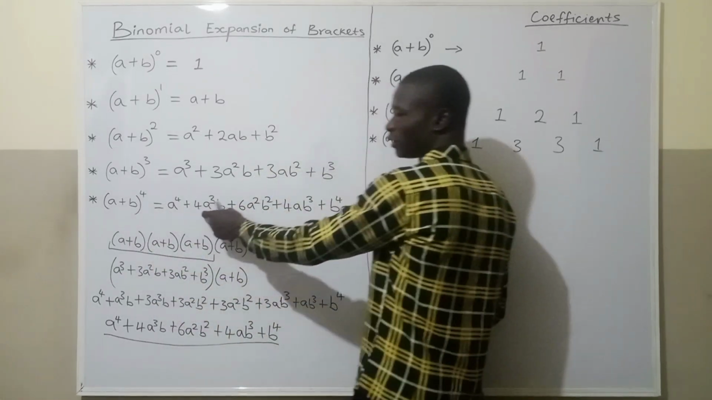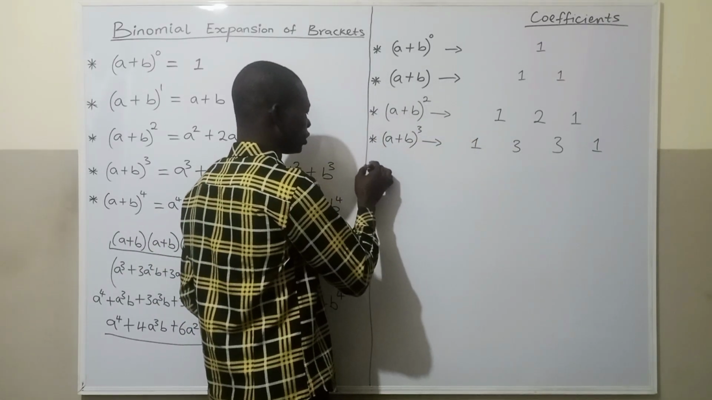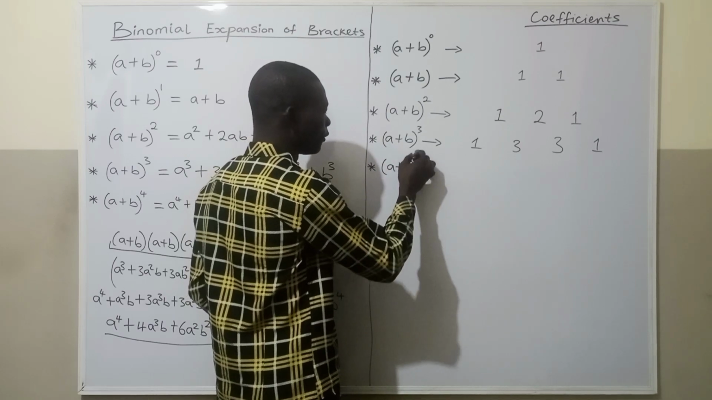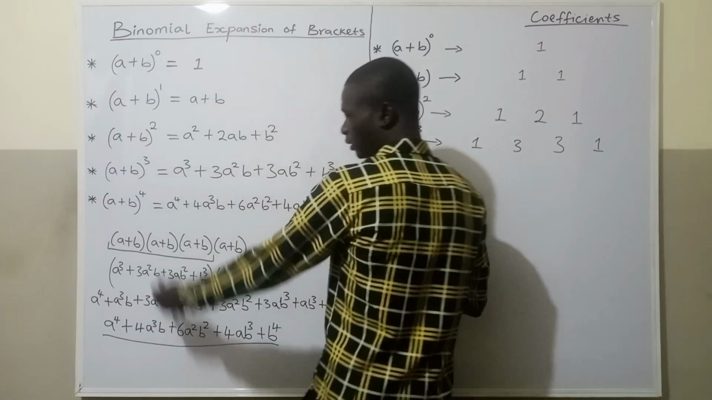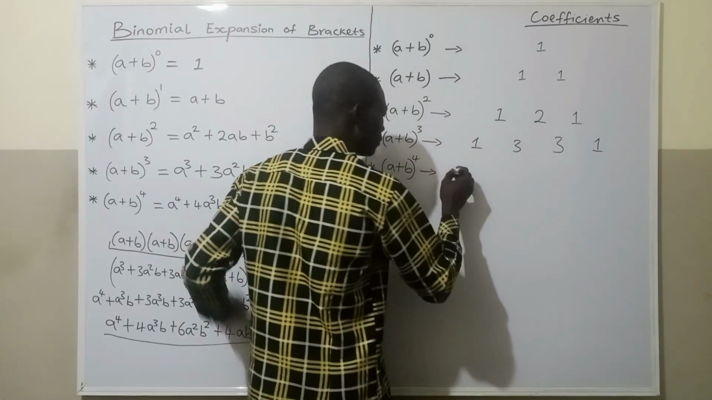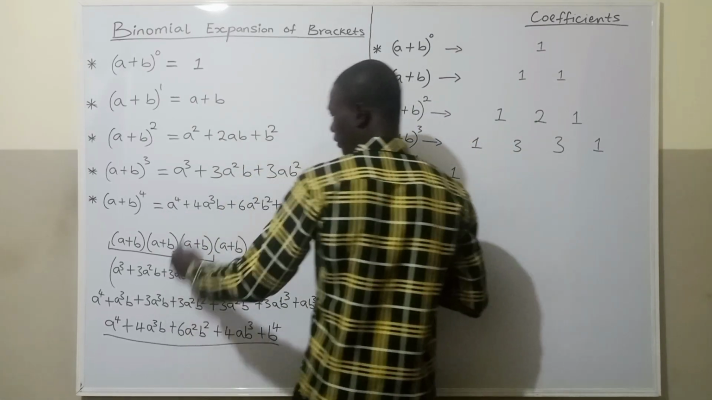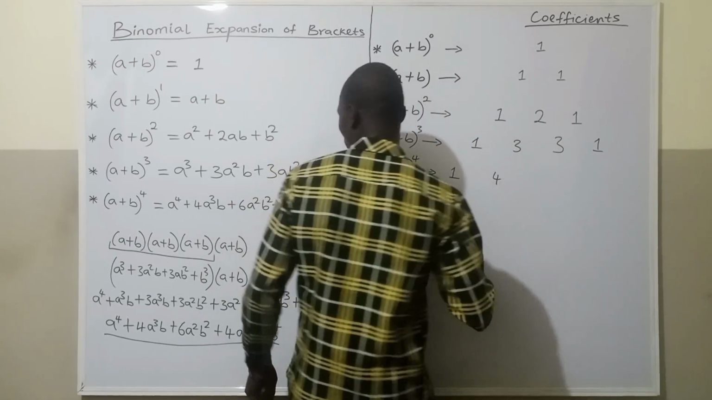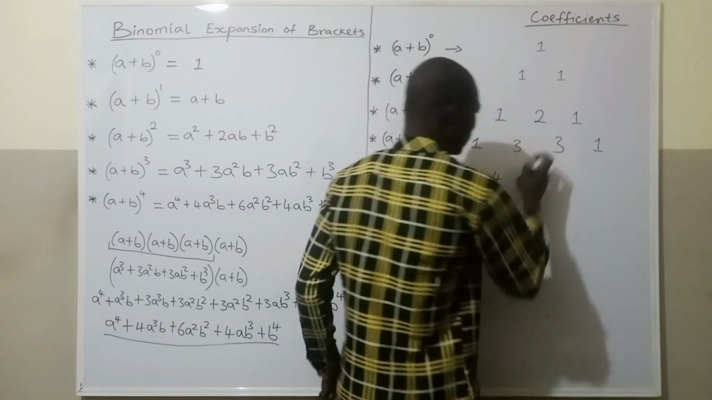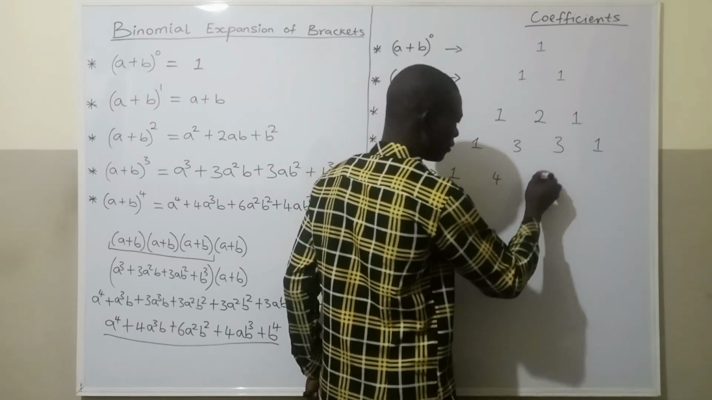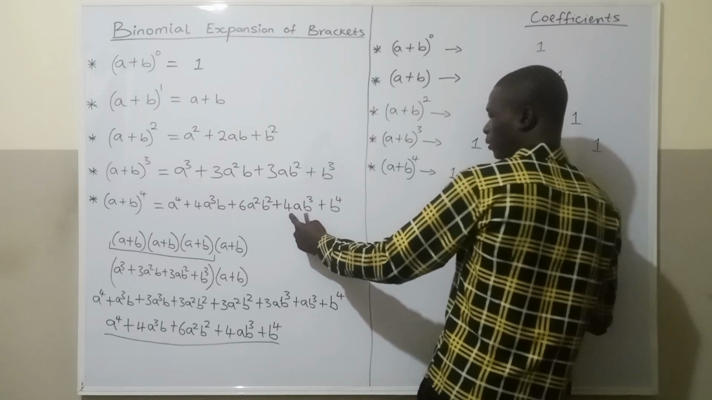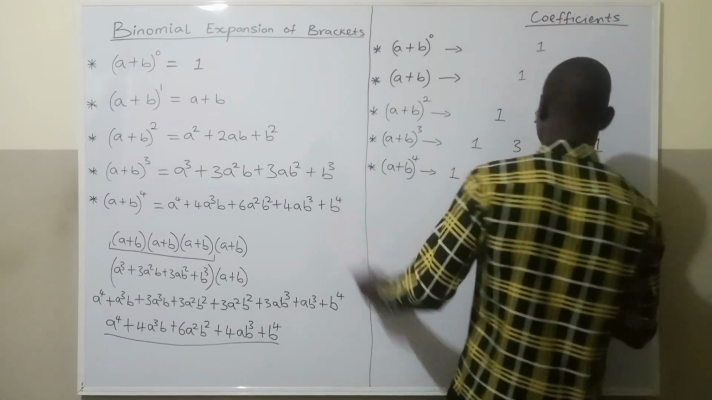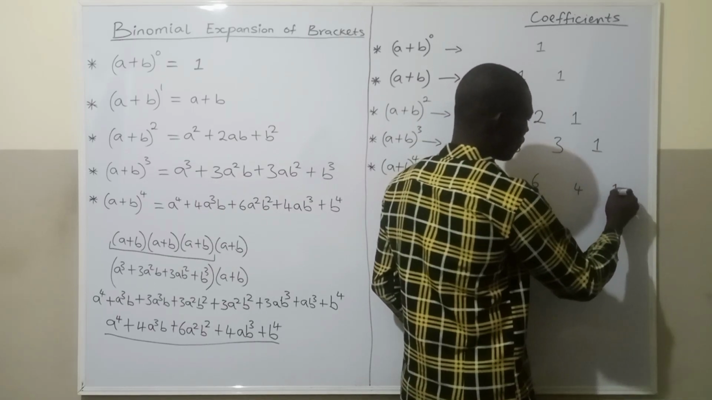Then the coefficient of the fourth expansion: A plus B to the fourth power. What are the coefficients? Of course, the first one will always be 1. After that, we have 4. 4 will now come in between these two, directly under this one. The next one is going to be 6. 6 will come in between these two, directly under 2 also. Then afterwards, we have 4. Here also, we are going to have 4. And then finally, the coefficient of this is 1. Then a little shift away, 1.